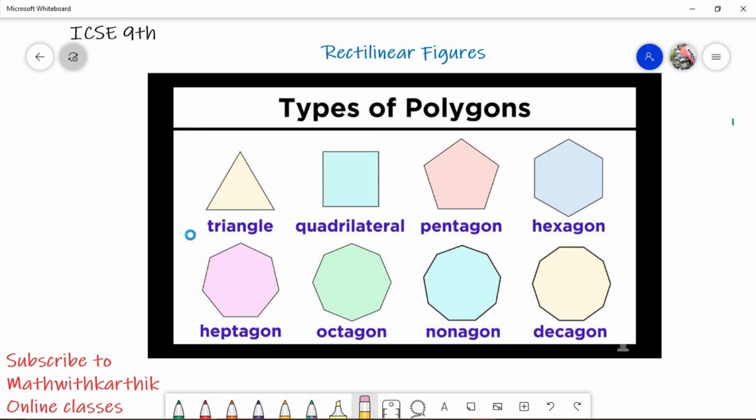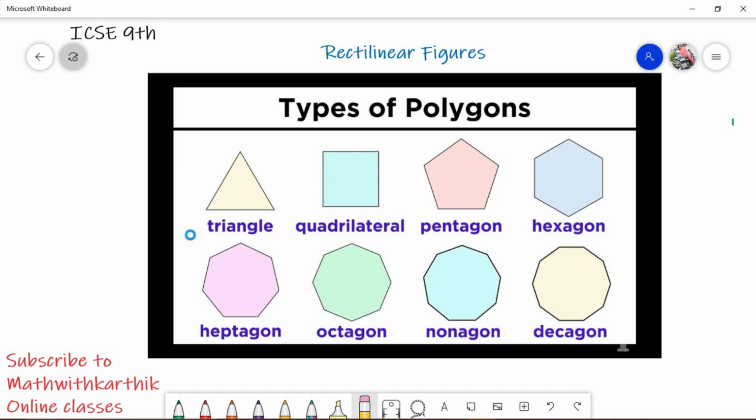If it is a 3-sided polygon, we call it a triangle. If it is a 4-sided polygon, we call it a quadrilateral. If it is a 5-sided polygon, we call it a pentagon. If it is a 6-sided polygon, we call it a hexagon. If it is a 7-sided figure, we call it a heptagon. If it is an 8-sided polygon, we call it an octagon. If it is a 9-sided polygon, we call it a nonagon. And if it is a 10-sided polygon, we call it a decagon.